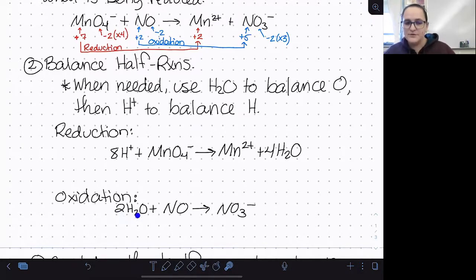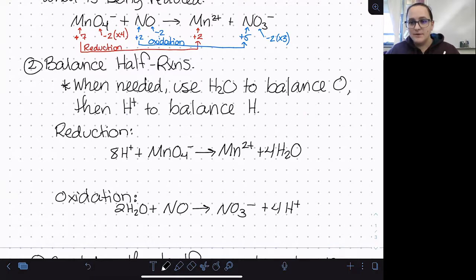I've now introduced 4 hydrogen atoms as well. So I'm going to need 4 hydrogen ions on the opposite side in order to balance that. So that's the only new step in this whole process, the addition of water and H+ in order to balance our half reactions. From here, everything else is the same.